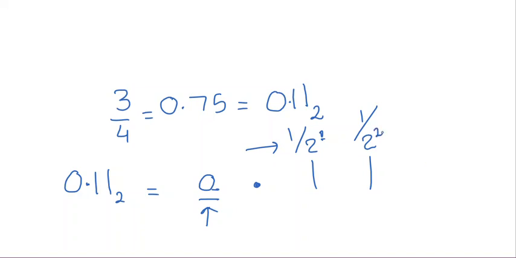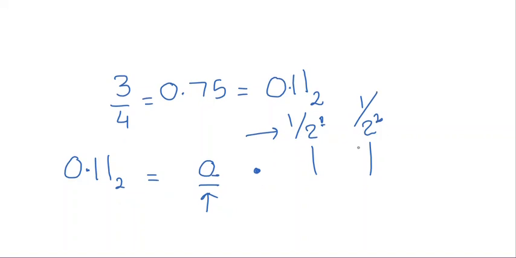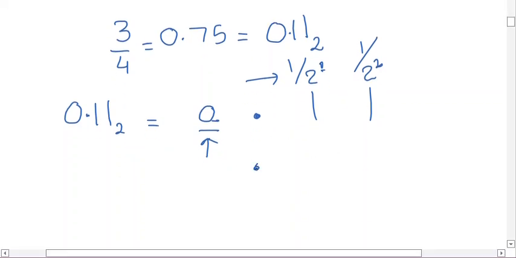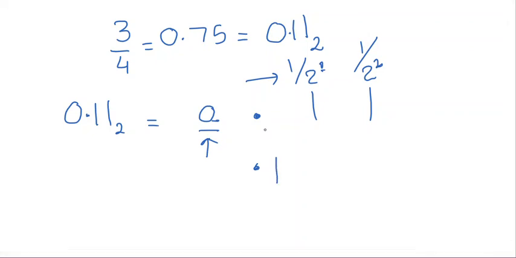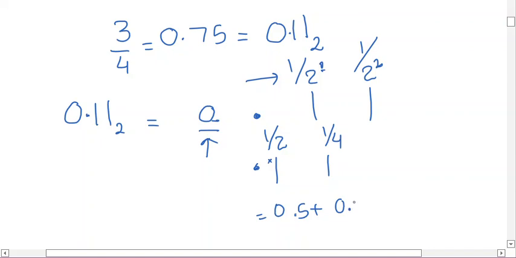So what we have here, if I write it again, is 1, whose place value is 1 over 2, or half, and another 1, whose place value is 1 over 2 squared, which is 1/4. Now 1/2 times 1 is 0.5, plus 1/4, which is 0.25, and if I add them together I get 0.75, right?